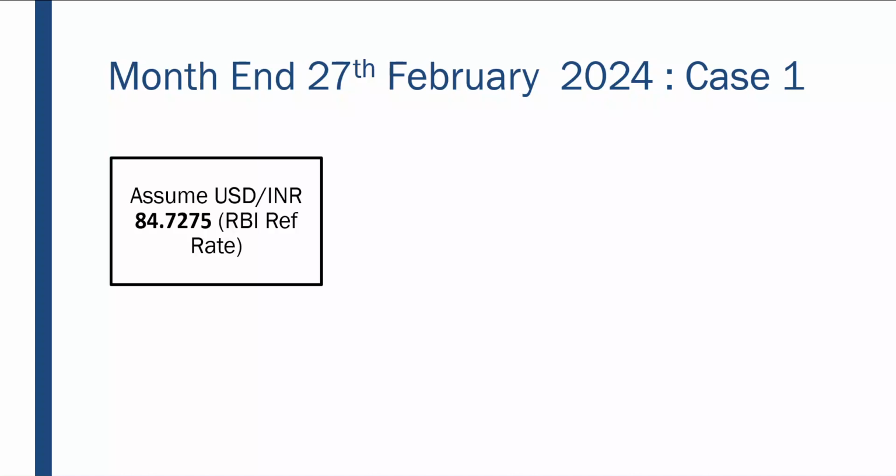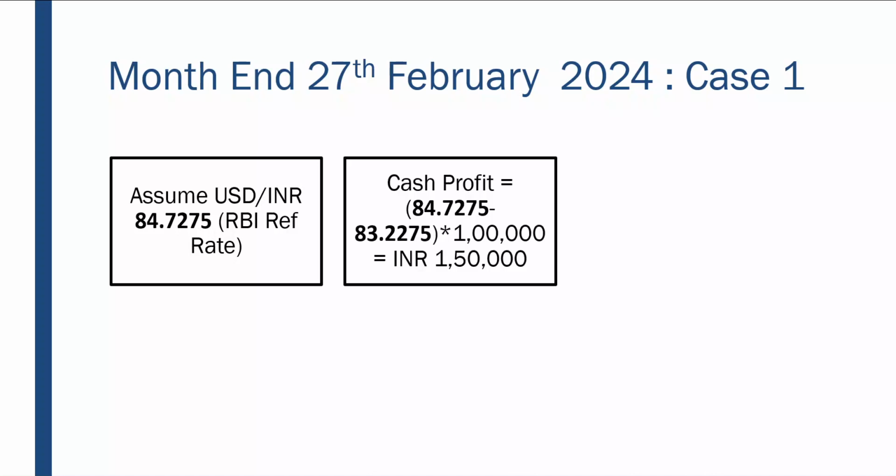Okay. Fine. So case one, the dollar price goes up. Dollar goes to 84.7275. So at what price have I bought? I have bought at 83.2275, which means I'm making profit. Okay, I bought at 83, so I have bought the dollar at 83.2275. Okay, and the price on expiry is 84.72.